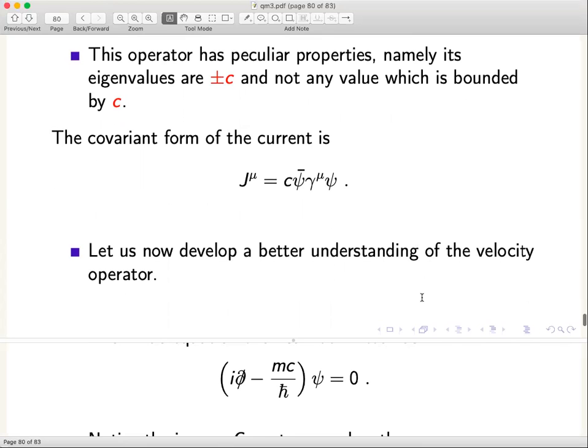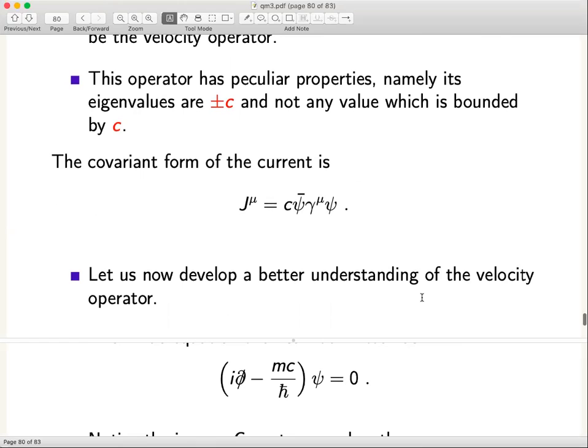Fine. So I think I'll stop at this point, and in the next class we will try to develop some understanding of the velocity operator.